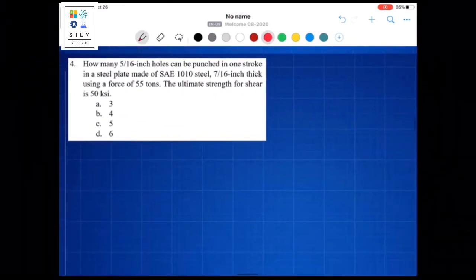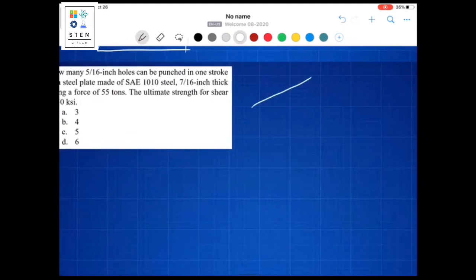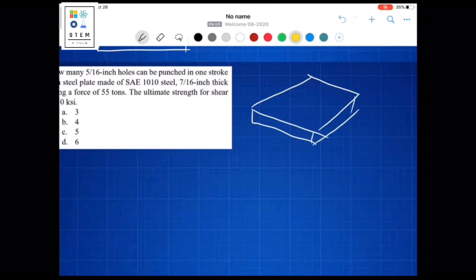Okay, so next problem. How many 5/16-inch holes can be punched in one stroke in a steel plate made of SAE 1010 steel, 7/16-inch thick using a force of 55 tons? The ultimate strength for shear is 50 KSI. So, kanina, pag meron kang plate, then gusto mong i-shear, okay? So, formula, shear area is pi diameter ng hole times the thickness.